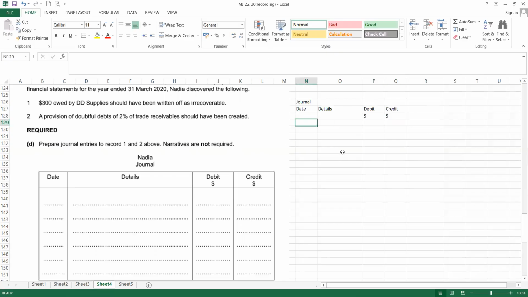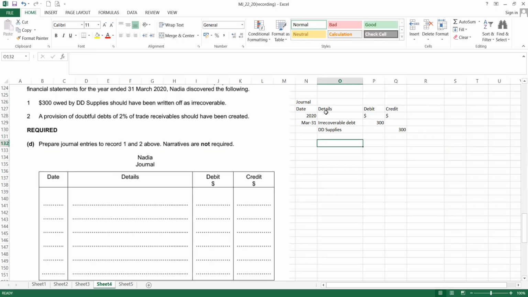Okay, the first is the number 1 error. So what is the date? The date it happened is 31st March 2020. So the first error, we have to write off the irrecoverable debt. Debit irrecoverable debt 300 and credit 300. And who are we going to credit? DD Supply, because we know the customer name, we put the customer name. If we don't know, then we cannot put.